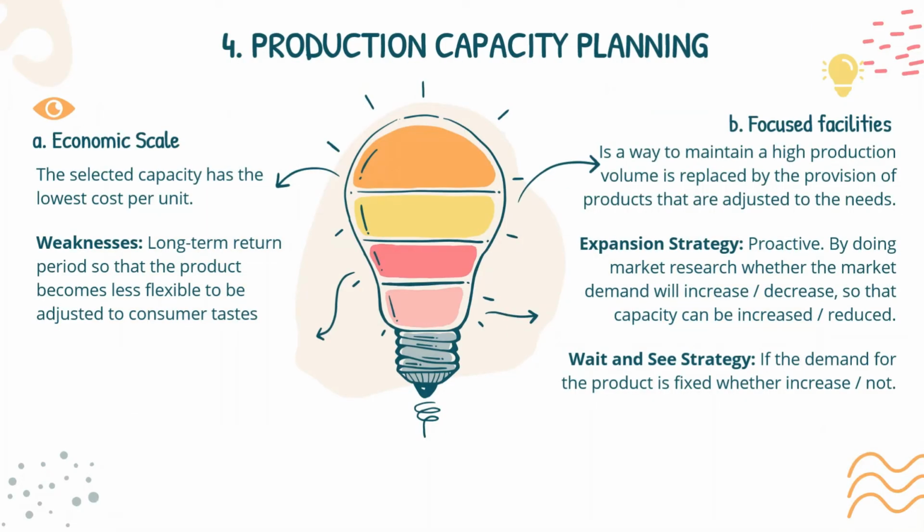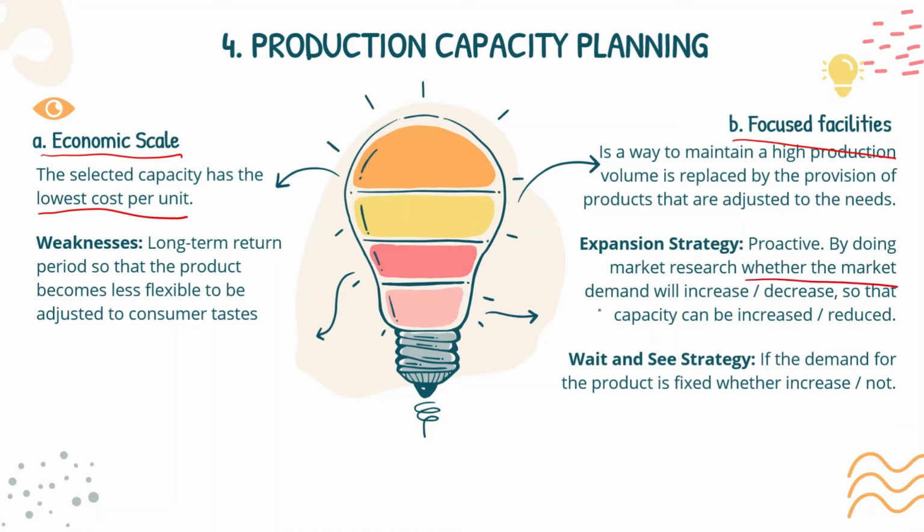When we're talking about production capacity, there's two points of view that we really need to consider: economic scale and focused facility. When we're talking about economic scale, we're talking about the lowest cost per unit.